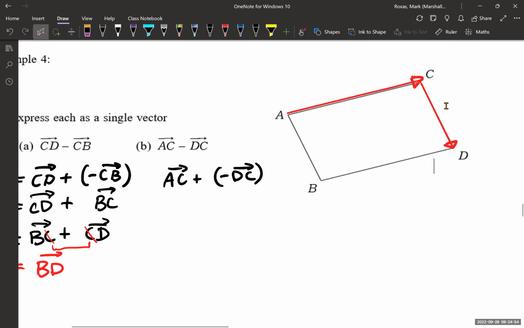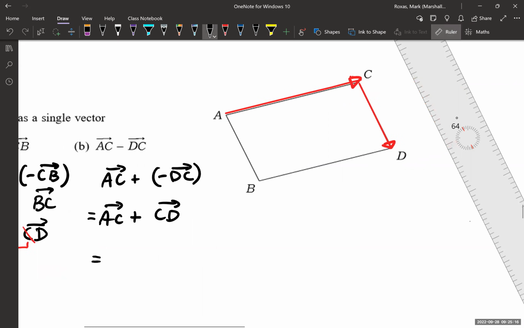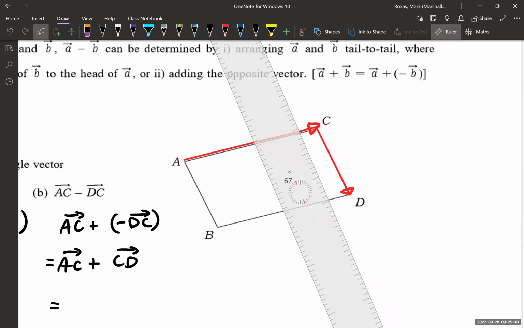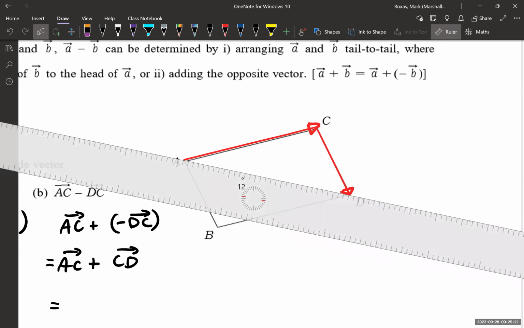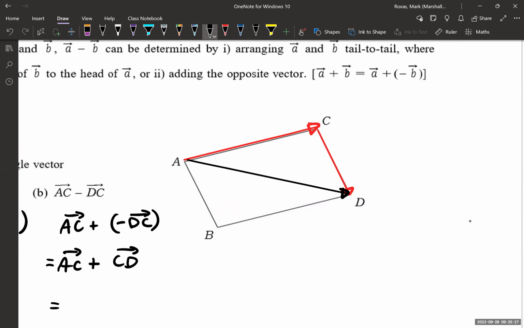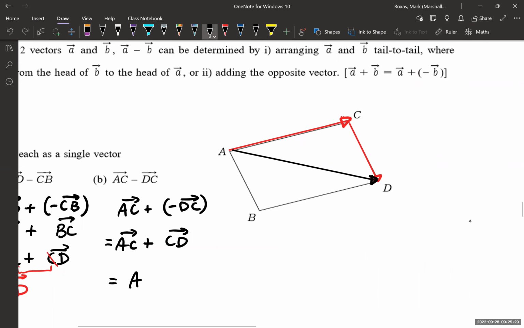And I can now rewrite this as A to C plus C to D. So the negative of the vector connecting point D to C is just equal to the vector connecting C to D. Okay, and then if I draw the resultant here, just double check everything's connected head to tail. Then I can now draw the resultant from the tail of the first vector to the head of the second vector. And that's vector A to D.